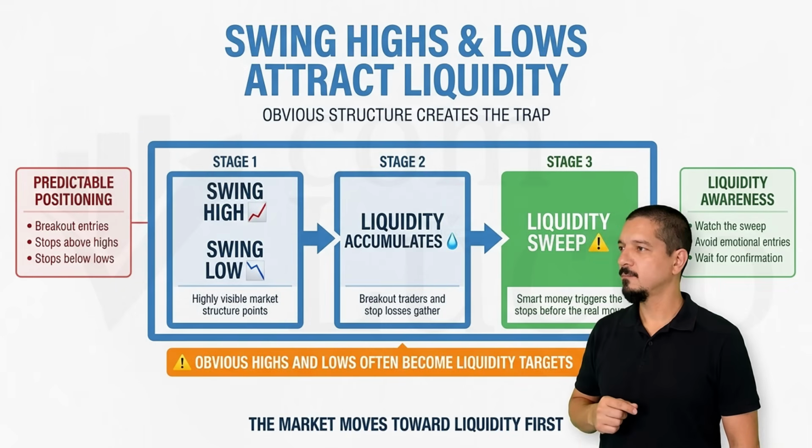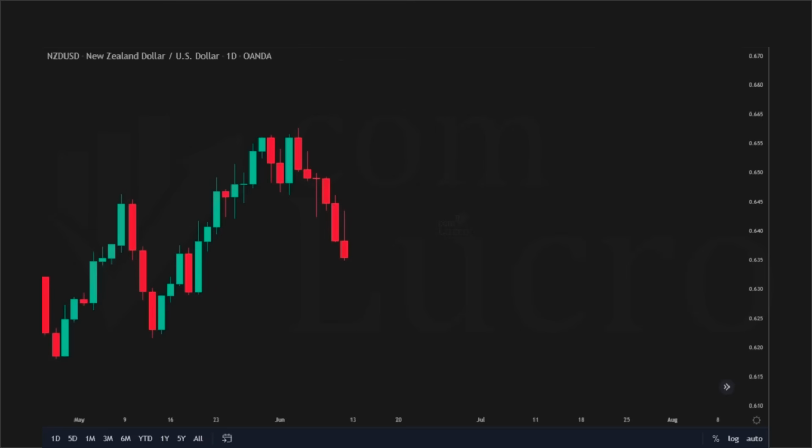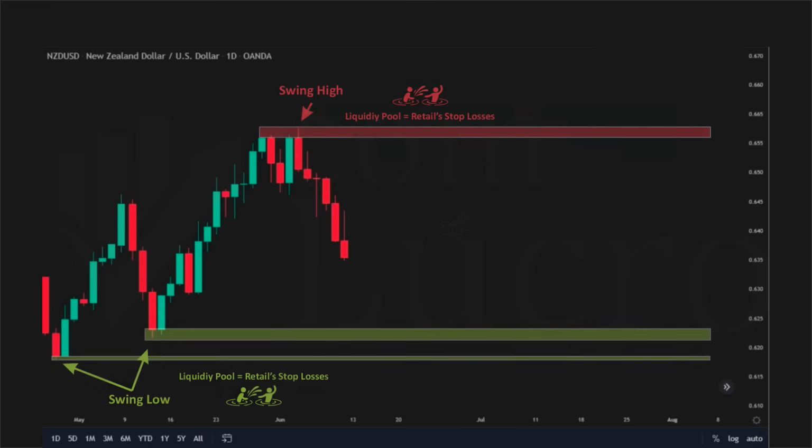Another common inducement area is swing highs and swing lows. As explained earlier in the video, liquidity tends to accumulate around obvious highs and lows because traders frequently place stop losses and breakout entries around these areas. For example, on the New Zealand dollar versus United States dollar daily time frame, we have this swing high as the highest point price recently reached, and this swing low as the lowest point. Most traders expect price to respect these levels and reverse from them.